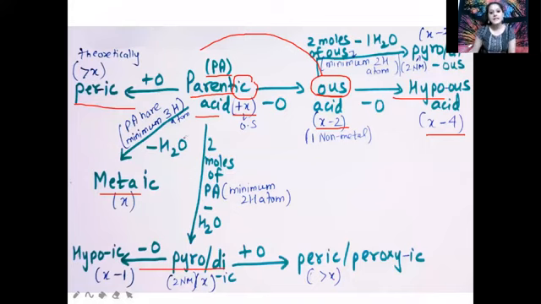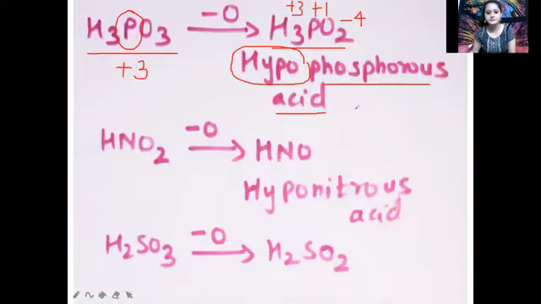Now we can see one more type of oxo acid. So let us directly see meta acid. So when to use this prefix meta? When we directly remove one molecule of water. If we directly remove one molecule of water from the parent -ic acid, we will have this meta-ic acid. And you will see that the oxidation state is going to remain the same. Here also it is X and here also it is X. So let us see the example.